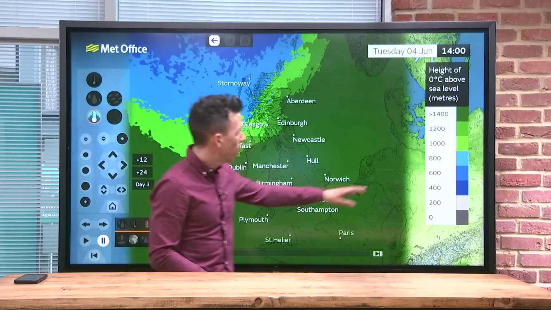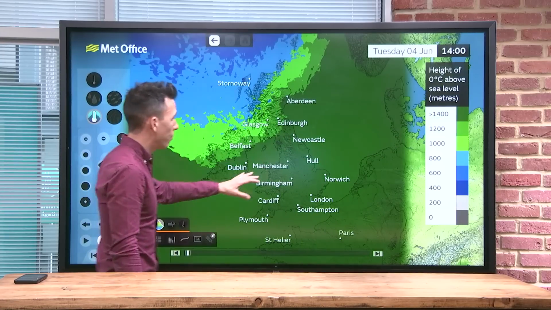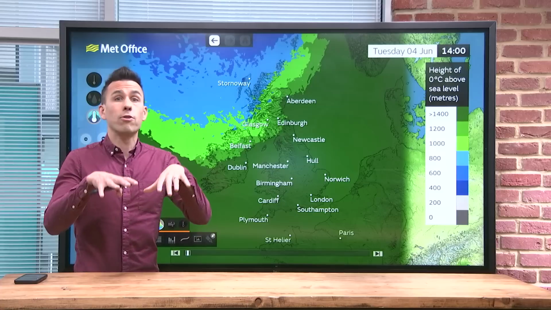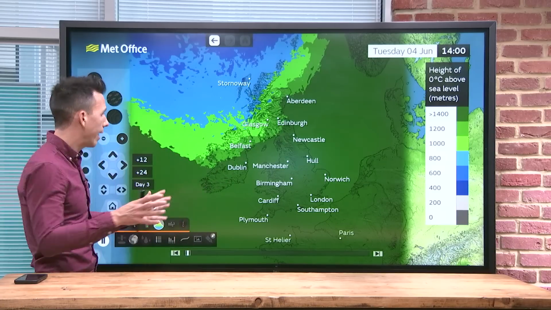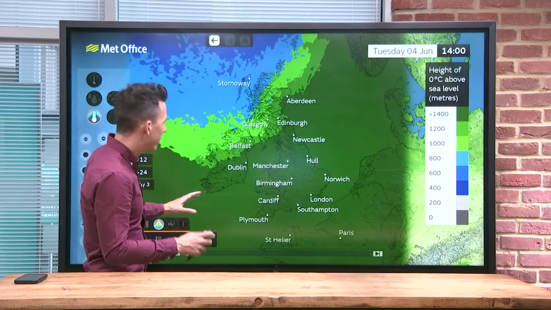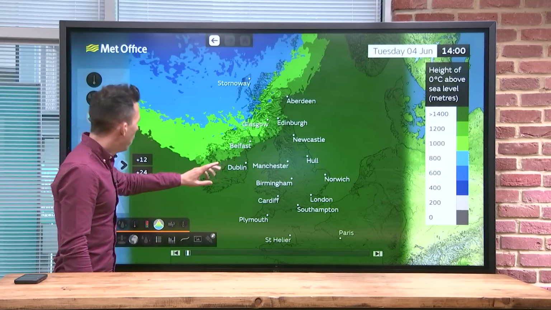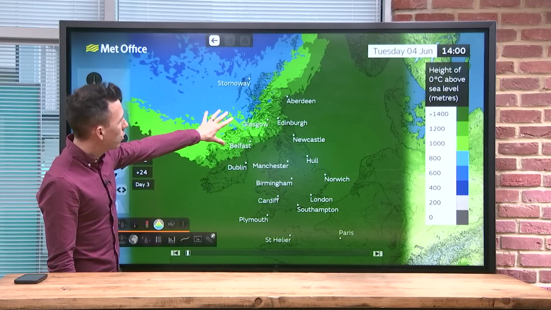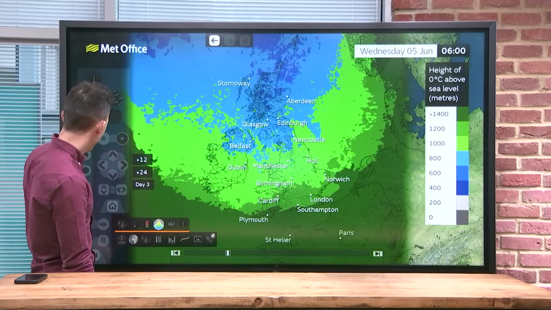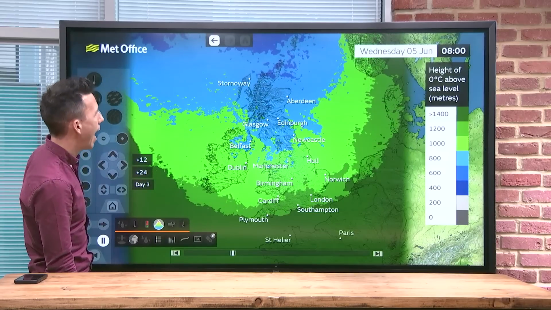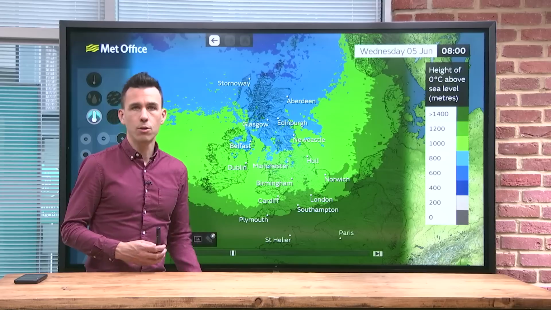And the top colour on the key there, above 1400 metres, means that the 0 degree isotherm is above all hills and mountains in the UK. You're not going to get snow where it's that colour, basically. But you can see these other colours coming into the northwest on Tuesday. And if we skip ahead to the start of Wednesday, because that's when the coldest air arrives across northern parts of the UK.